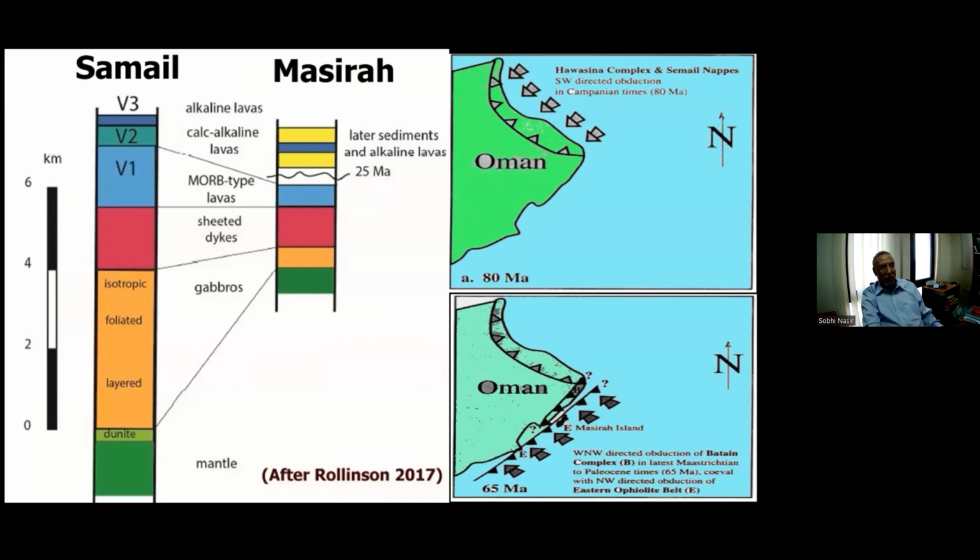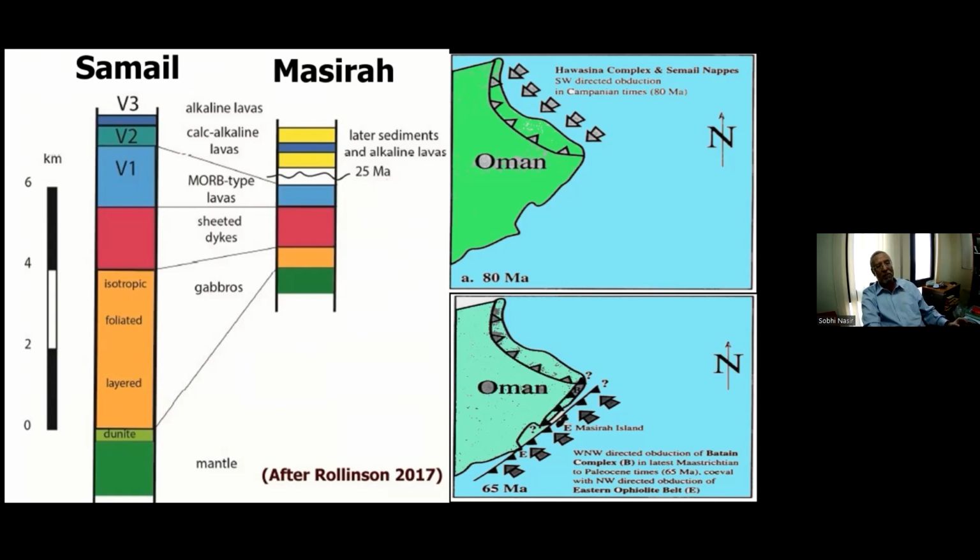Now, the Samail ophiolite was obducted onto Oman before 80 million years ago in a southwest direction. The age of the magmatic rock of the Samail ophiolite is 94 to 96 million years. In comparison, the Masirah Ophiolite is much older. The age of magmatic rocks goes back to 150 million years, and the time span of the magmatism is between 84 and 150 million years.